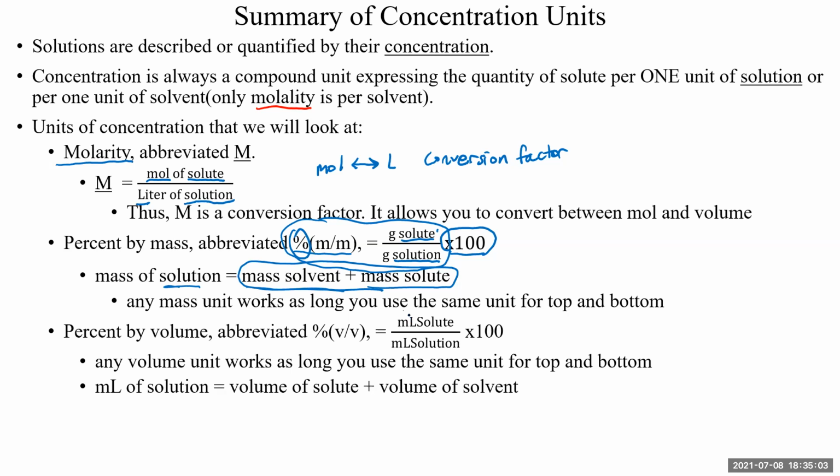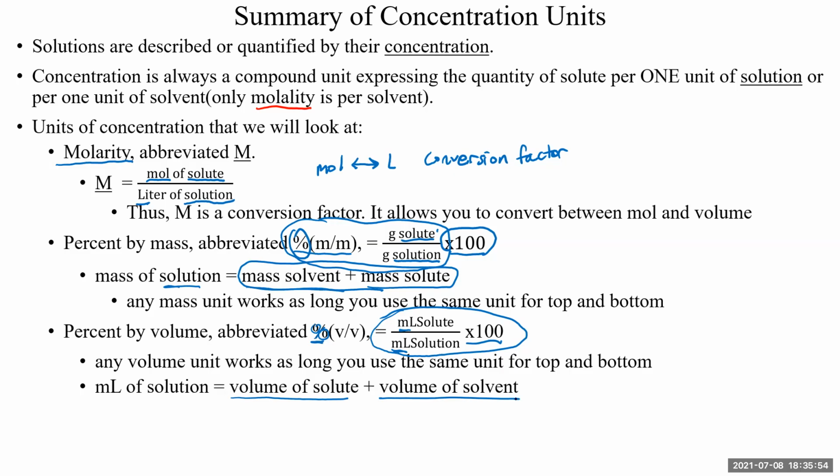Percent by volume is milliliters of solute divided by milliliters of solution. Again, you can use any unit you want. You don't have to use milliliters. You can use gallons, fluid ounces, quarts, pints, liters, kiloliters, microliters, it doesn't make any difference. You can use any volume unit you want. Just make sure you use the same volume unit on the top and the bottom. Otherwise, those units will not cancel and you will not get a valid result or your expected result. And as always, you multiply by 100 because this is a percent. These zeros in this line literally mean 100 per 100. And of course, the volume of the solution is going to be the volume of the solute plus the volume of the solvent.